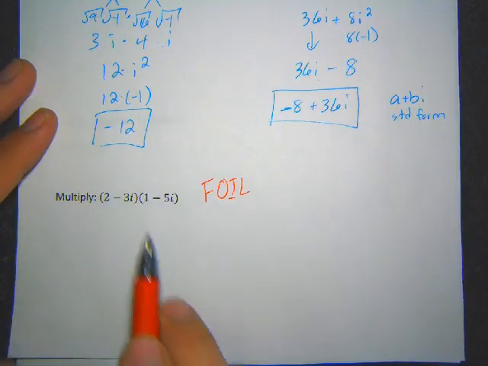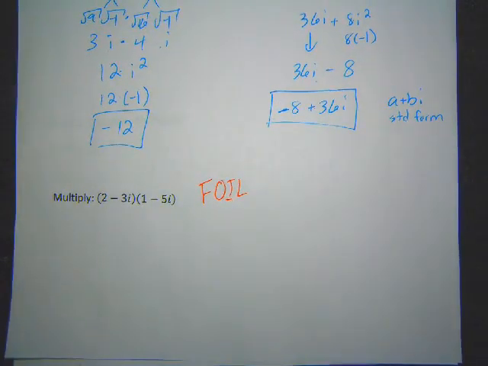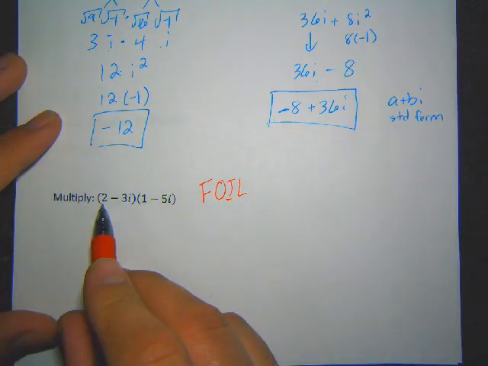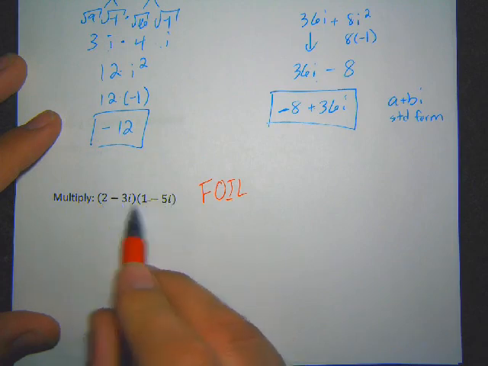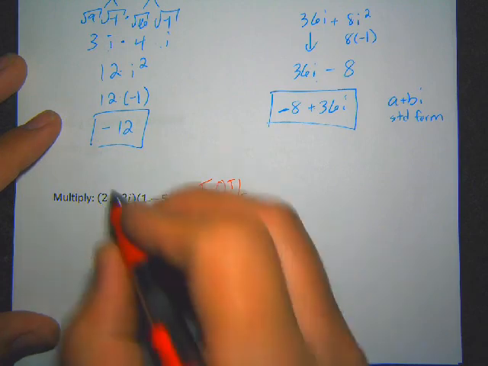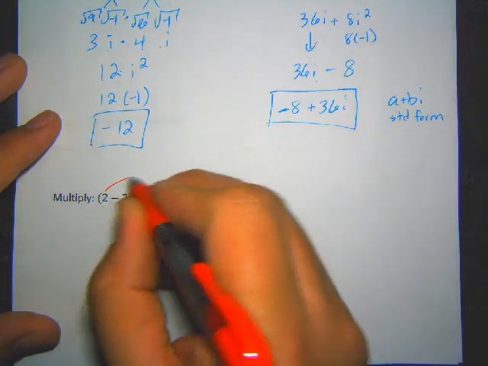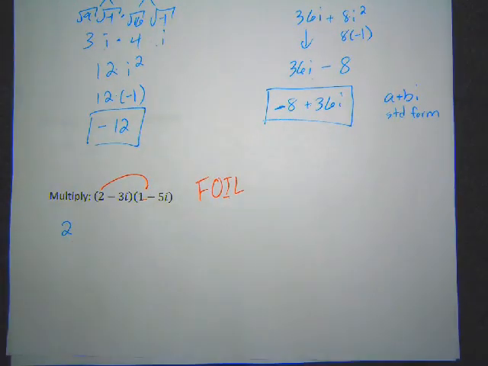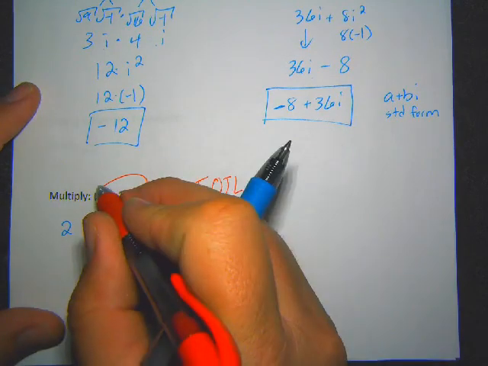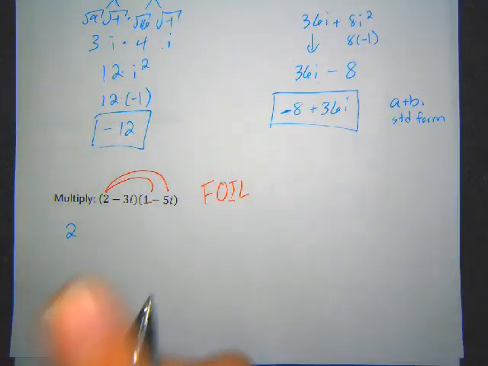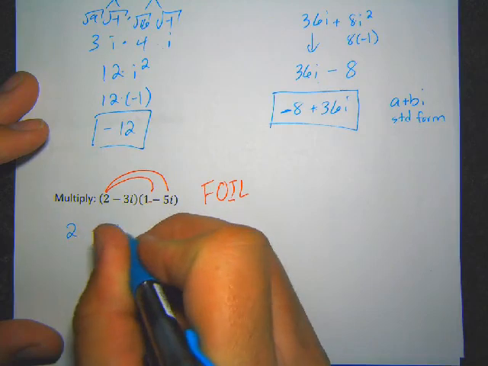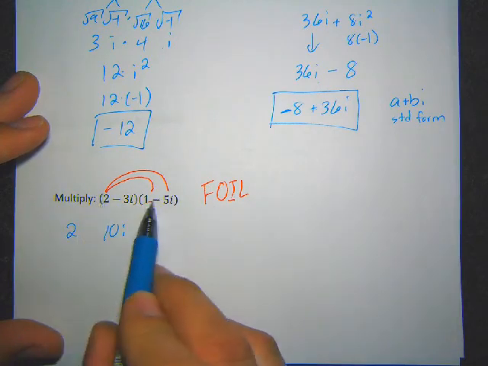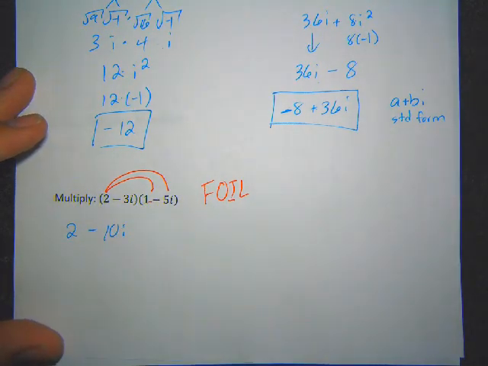FOIL is when we take 2 parts times 2 parts and we multiply it out. It's just a way to remember to multiply this part to both of these and this part to both of these. That's all it is. So I remember that I need to take first: 2 times 1. So I multiply that first. 2 times 1 gives me 2. And I do my outer, so that's the outside parts, the 2 and the 5i. So I multiply 2 times 5 and I get 10i. And don't forget the sign. 2 times a negative 5i gives me a negative 10i.